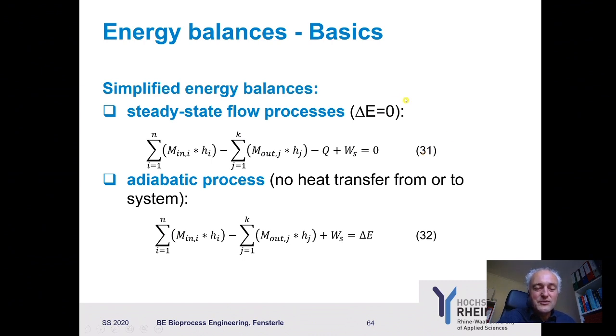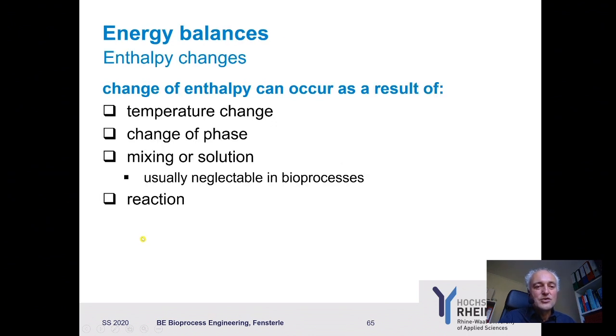If we have a steady state flow process, our delta E gets 0, so we just have this equation. And if it's an adiabatic process, we have no heat transfer from or to the system, so this Q gets 0. We have this equation. Again, this is something you know from thermodynamics.